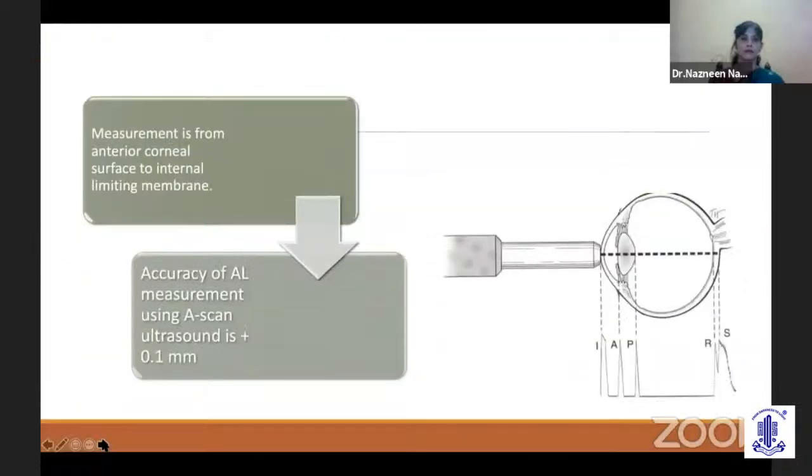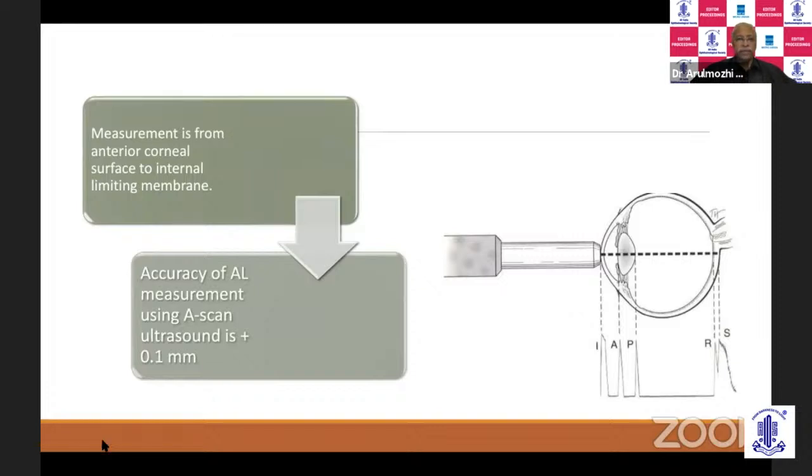So the measurement on the A scan is from the anterior corneal surface right up to the internal limiting membrane. That's the one that has the highest reflectivity on the retina. Accuracy of the axial length is very high with the ultrasound. If done properly, the repeatability is well within 0.1 millimeters, which is brilliant.